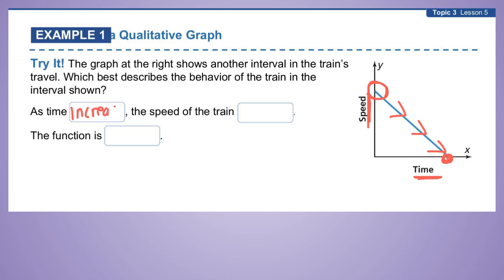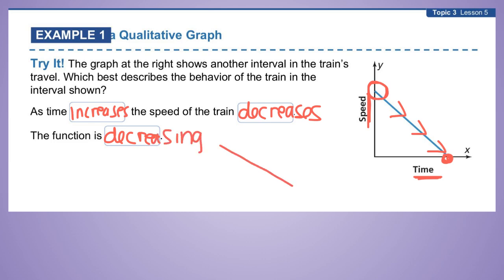So as time increases, the speed of the train decreases. And so this is a decreasing function. And you're going to notice a decreasing function generally looks like that. In a decreasing function, one variable is going up while the other is coming down.